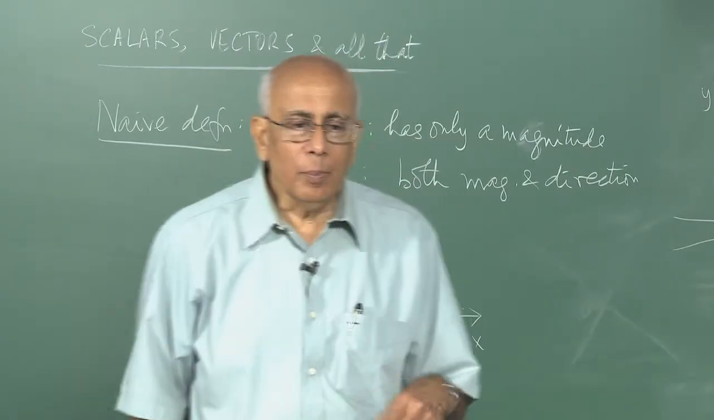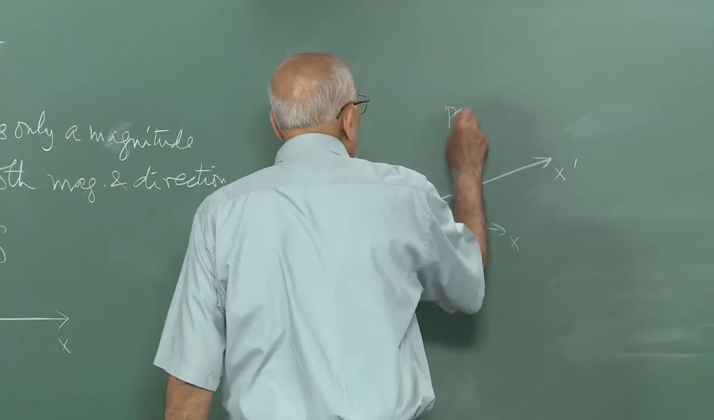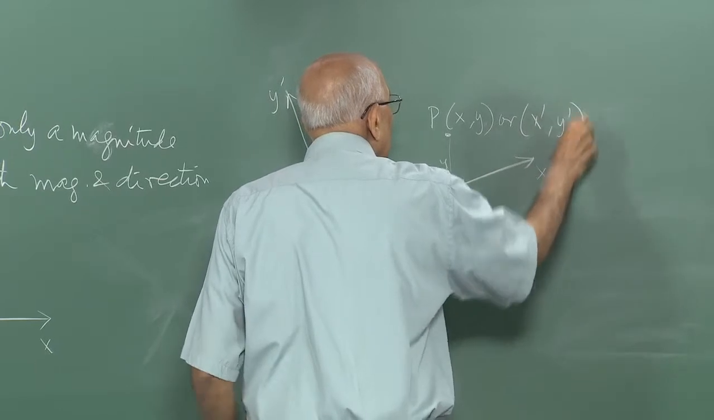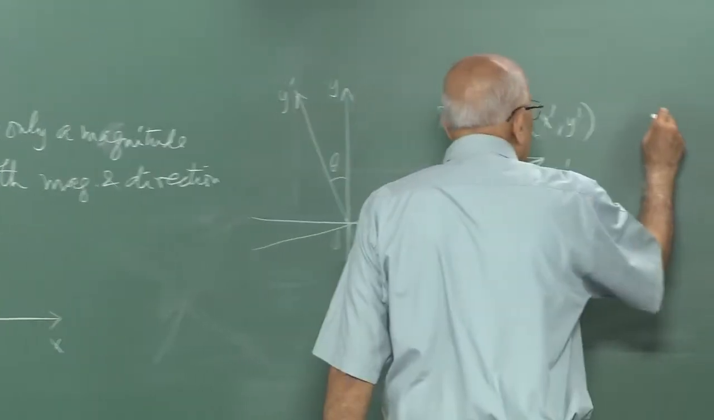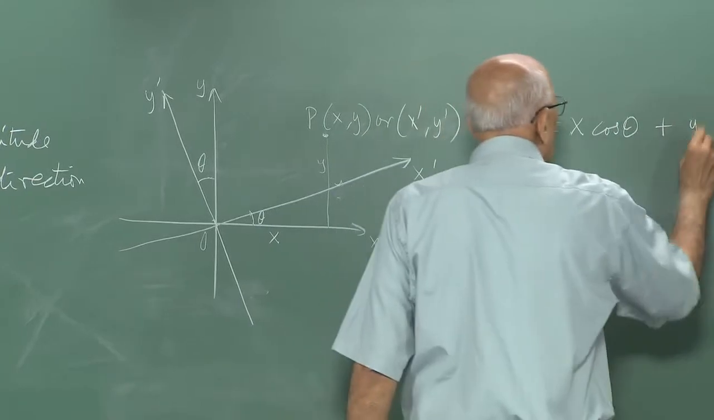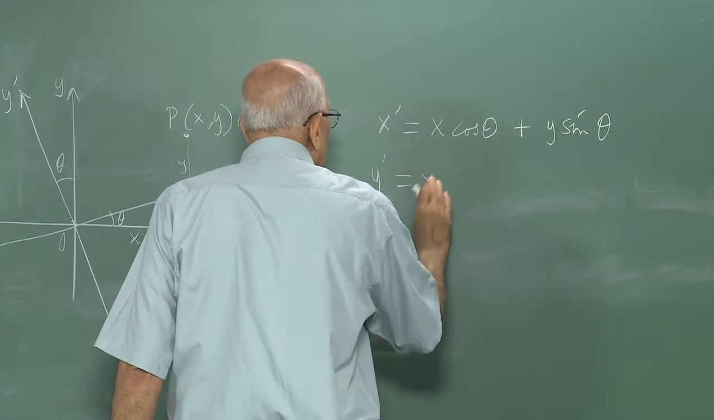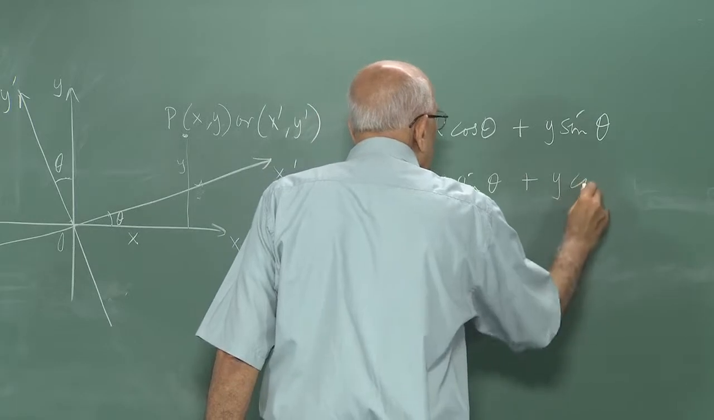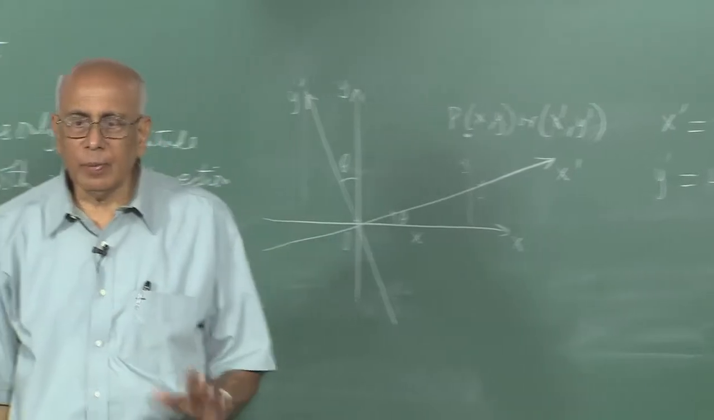Then how are the components x prime and y prime of this point found? So here is a point P which is either x y or x prime y prime in the new coordinate frame, and then it is a simple matter of trigonometry to see that the transformation rules are x prime is x cos theta plus y sin theta, and y prime is minus x sin theta plus y cos theta. Those are the transformation rules which follow from elementary trigonometry.